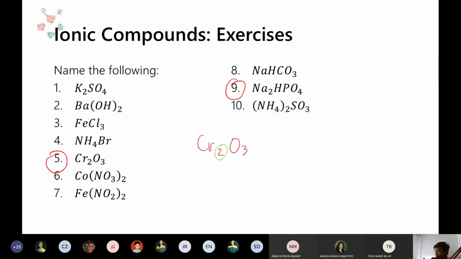The 2 on chromium originally came from the negative 2 of oxygen, because oxygen's charge is really negative 2. Keep that in mind. The 3 here most likely came from chromium 3+. So that's the tip: you do the reverse crisscross. I call that the reverse crisscross.